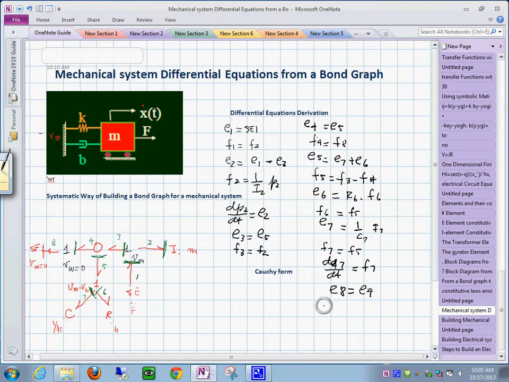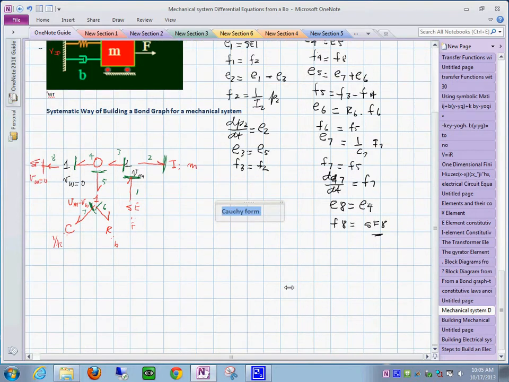And then F sub 8 is equal to what? SF8, which is 0. This thing is 0. And that's the end of this. These are the individual equations. That's what I'm asking you to do in your assignment, to do the individual equations.